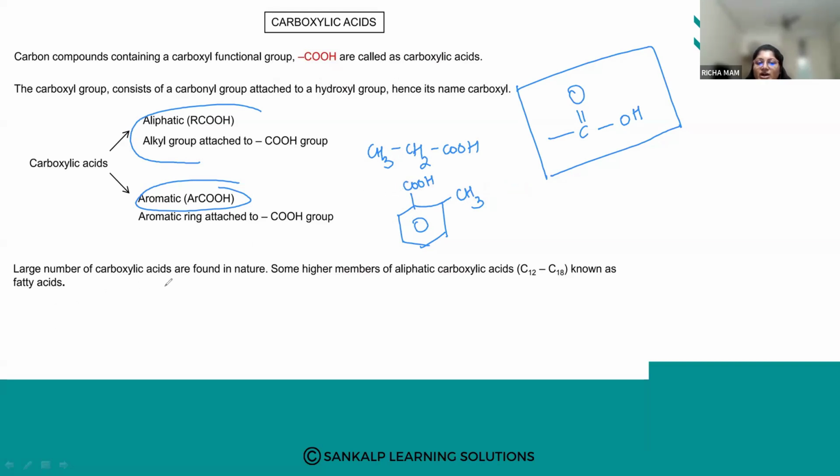A large number of carboxylic acids are found in nature. Some higher members of aliphatic carboxylic acids are known as fatty acids. Remember that. So carboxylic acids are divided into aliphatic and aromatic. In aliphatic, the alkyl group is attached to the COOH group. In aromatic, the aromatic ring is attached to the COOH group. So this is about carboxylic acids.